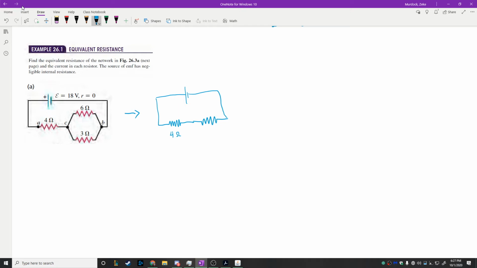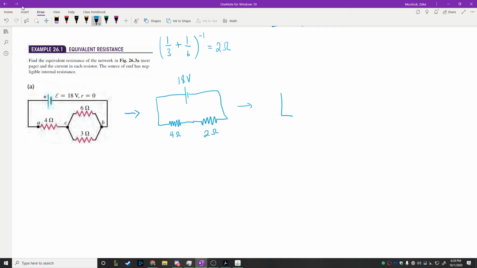One over 3 plus 1 over 6 is a third plus a sixth. So that's 2 sixths plus a sixth. You get a half. You have to raise it to the negative 1 power. You're going to get 2 ohms. So this is 2 ohms, 18 volts still. Reduce it down one more time.